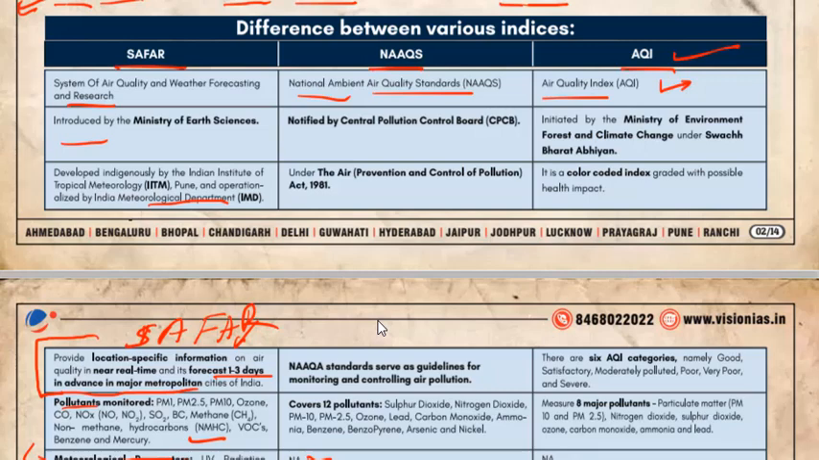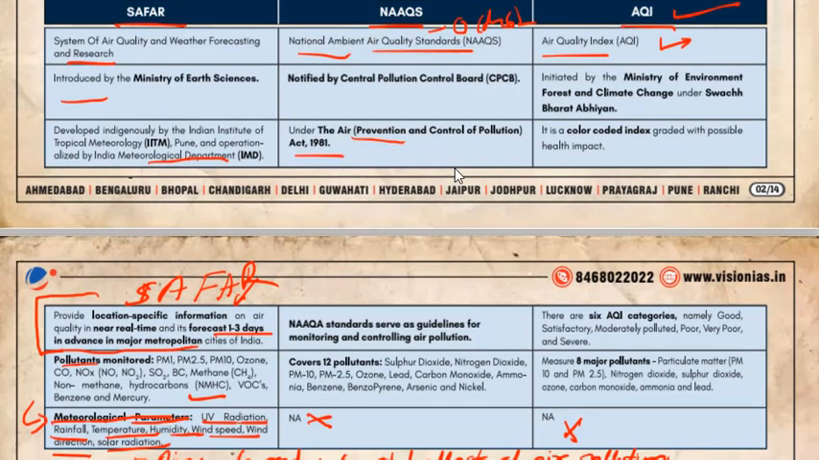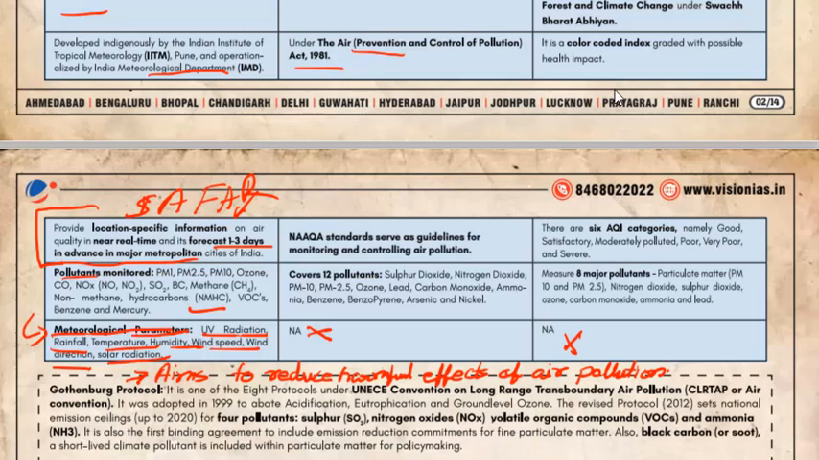Next is NAAQS. This is notified by the Central Pollution Control Board under the Air Prevention and Control of Pollution Act, 1981. If you see, NAAQS is the oldest. And this is the newest, the air quality index, which was introduced in 2014.